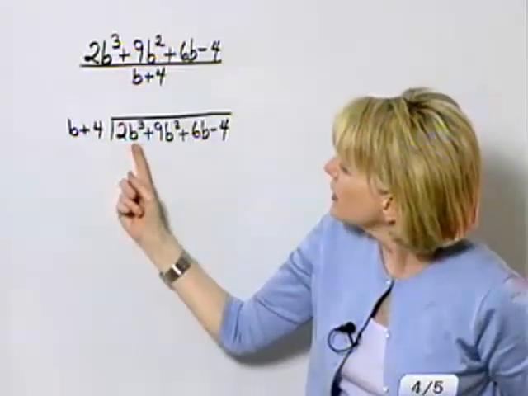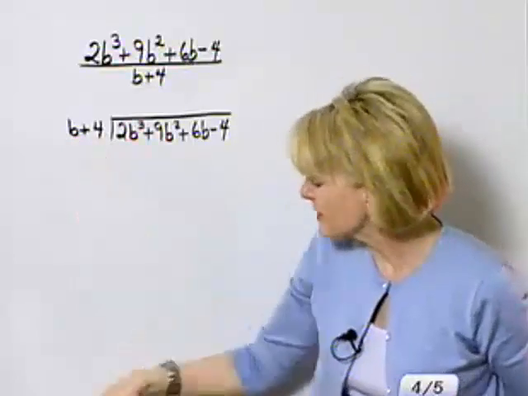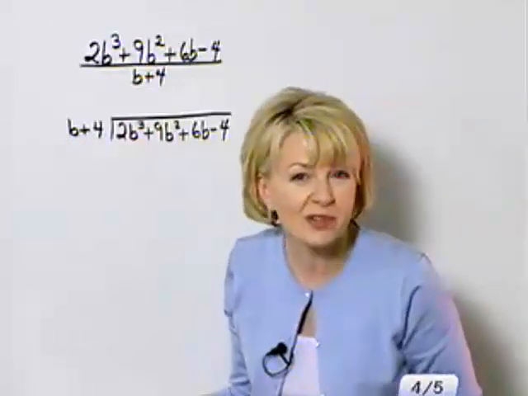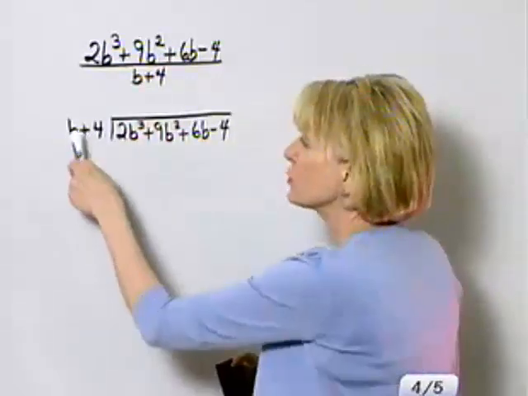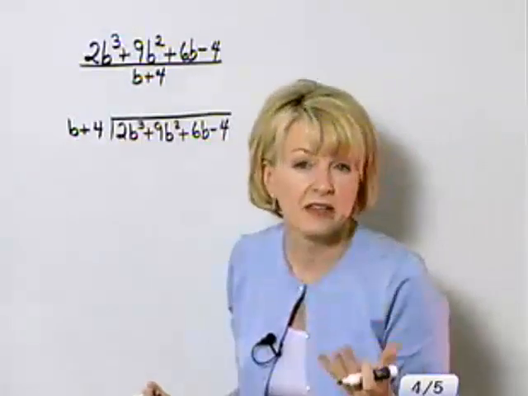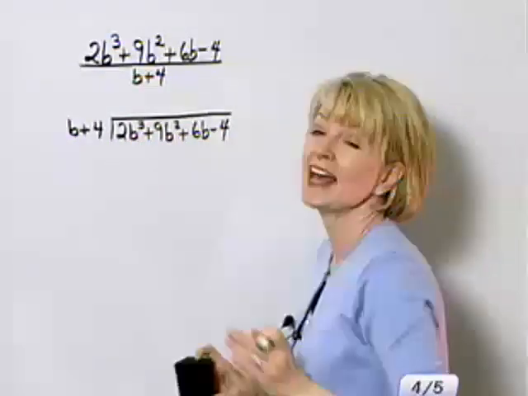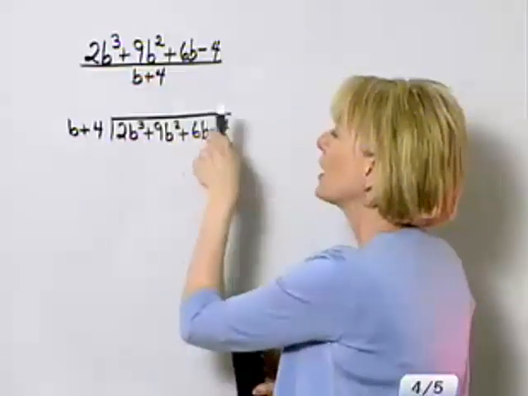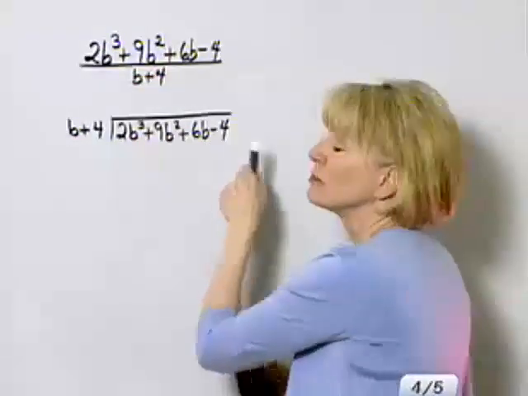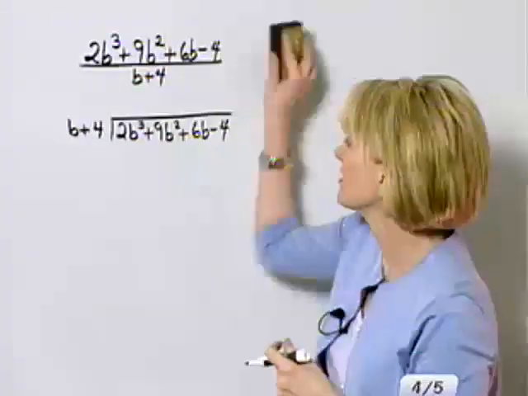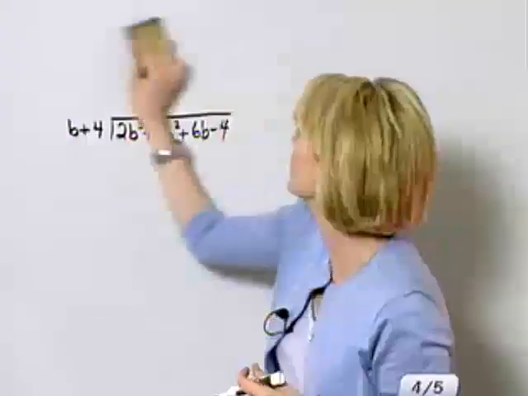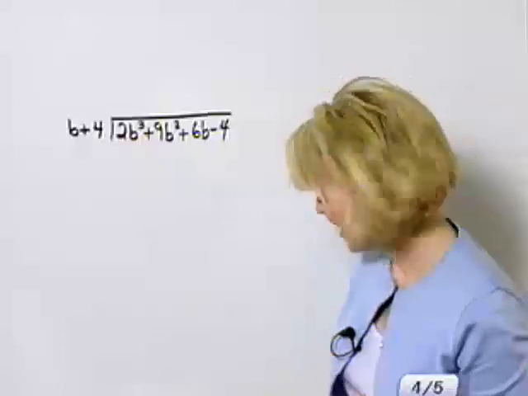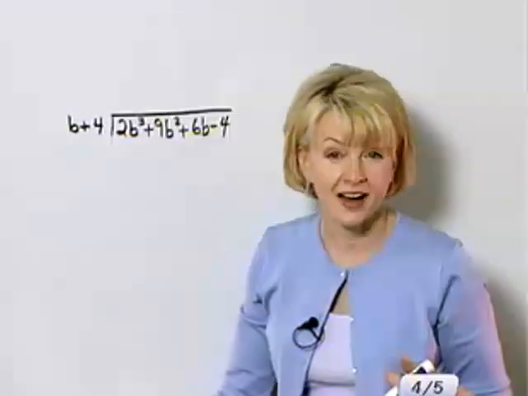By the way, notice the divisor has no what I'll call missing powers of b. This is b to the 1, and we can think of that as b to the 0. And the dividend has no missing powers of b. b cubed, b squared, b to the 1, b to the 0, or simply a constant. I'll bring that up again later, but for now, let's long divide.